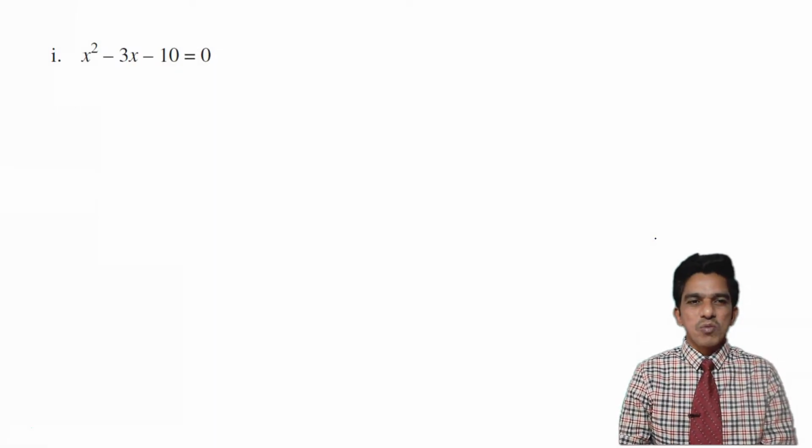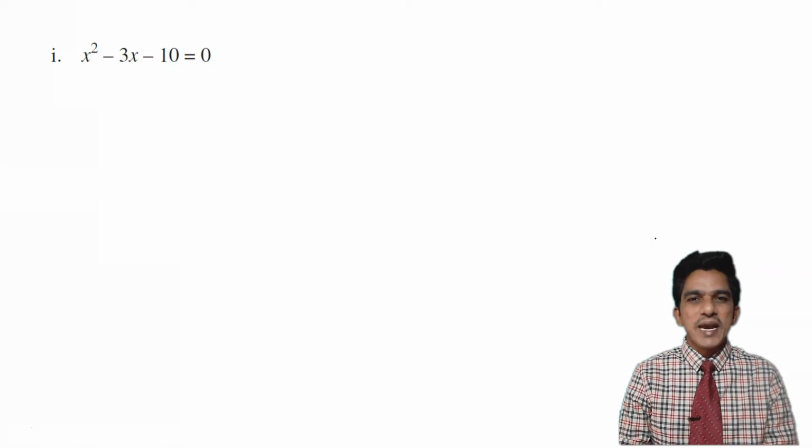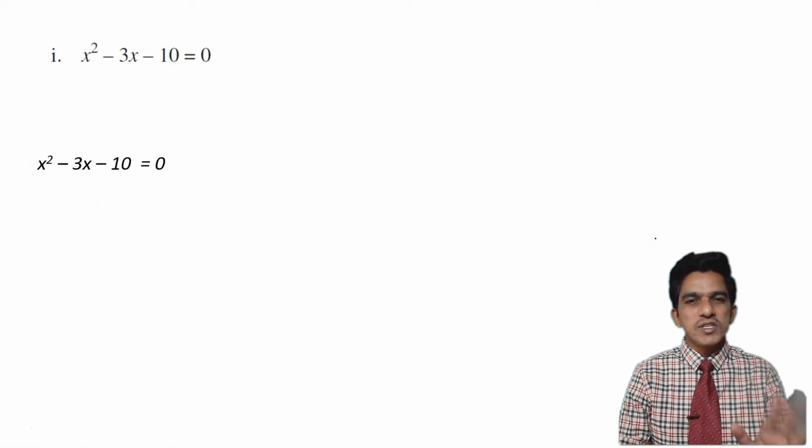Now let us look at the first problem. x square minus 3x minus 10 is equal to 0. So this is the equation that we are given.